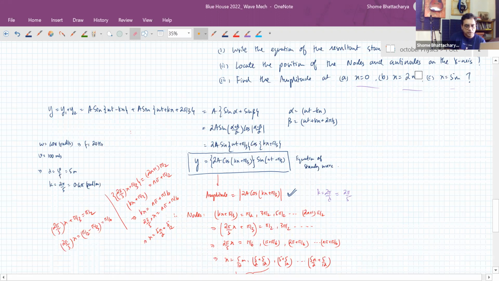So do one thing here. Instead of taking this as 2, which will make the calculation a little difficult, take this as 2.5. The calculation will be easier, because you have a 5 in the denominator.